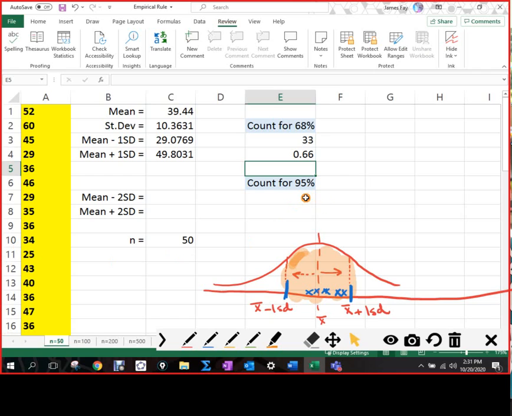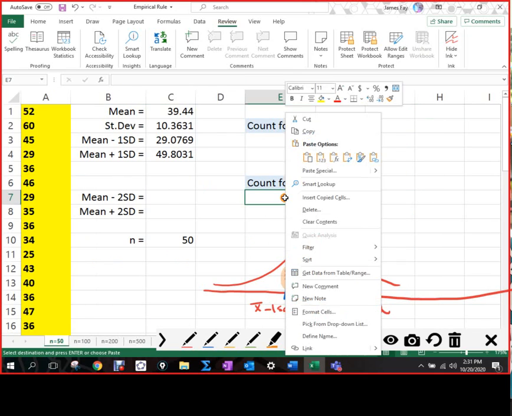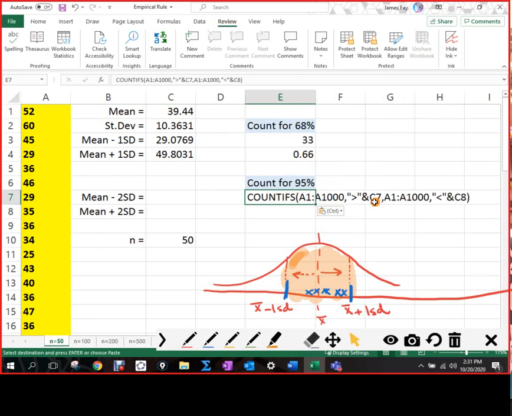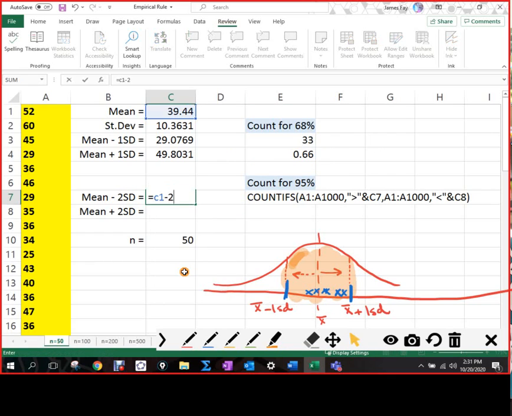But let's look at it for 95. So 95 would be the same idea, but I'm going to now search off of these two, which I've got to put in as well. So the mean minus 2 standard deviations. My mean is C1, and I'll subtract 2 times my standard deviation, which is found in C2. And then in the second one, it will be my mean, which is C1, and I'll add to it 2 standard deviations, which is C2.